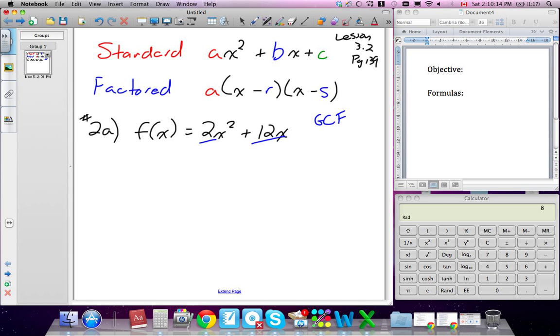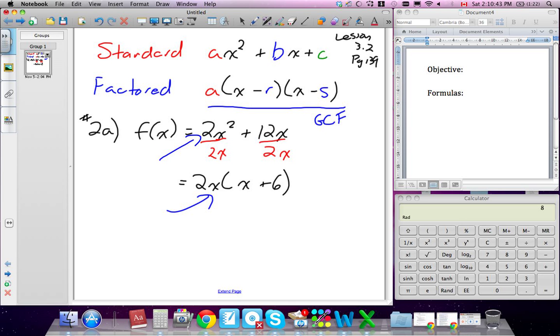And how about the variables? X. So I can divide each of these by 2x. So now I have 2x on the outside, and inside the brackets I have x plus 6. There's our factored form. The question says express each quadratic function in factored form, so we've just gone from standard form to factored form. I know this isn't an x minus r, x minus s, because we didn't use a specific style of factoring. We only needed the common factor.